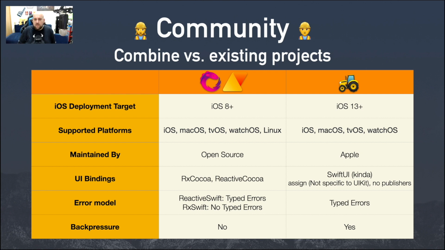For the error model, we have typed errors in Combine, and we also have them in Reactive Swift. RxSwift actually chose to not do typed errors and use the regular Swift error for everything. And obviously, as I mentioned before, we don't get back pressure at all in any of the other implementations. I personally think it's a bit of an overkill. I think that if you use Combine, you will notice that you barely use that feature. It is for very specific use cases, but I can understand why it would be part of Combine in general.